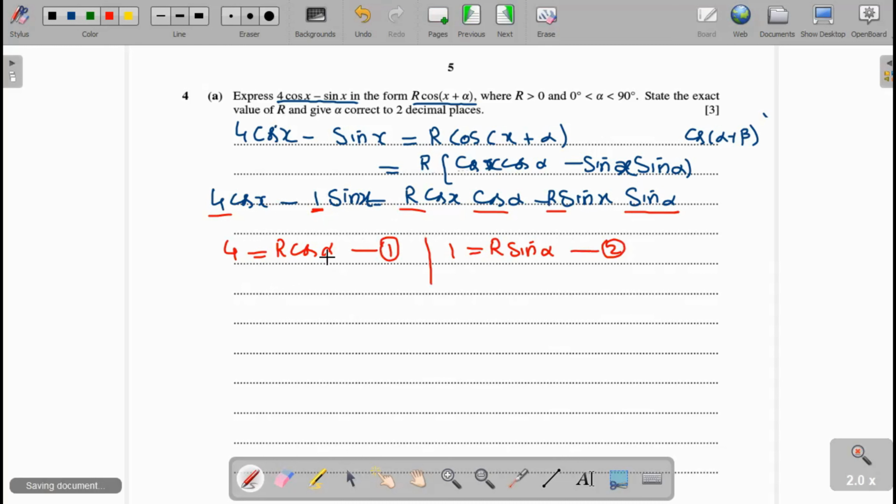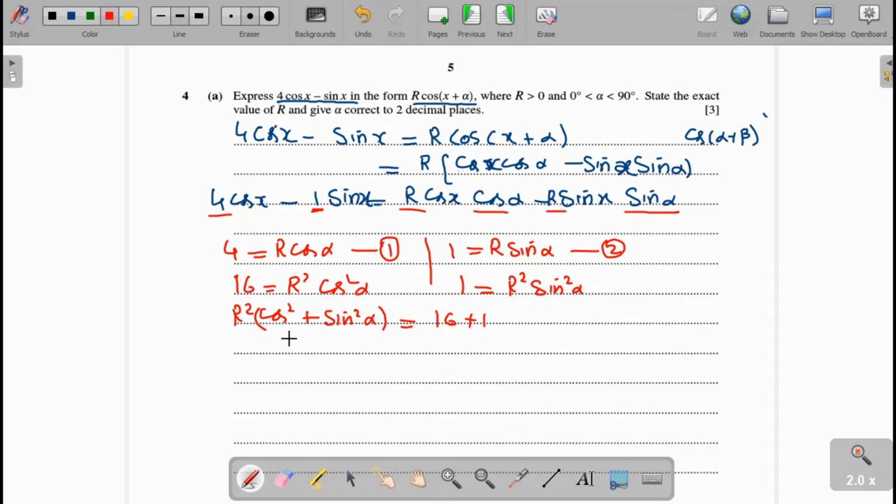Now we take the square of both equations. We get 4 squared is 16 equal to r squared cos squared alpha, and then minus 1 squared is 1 equal to r squared sin squared alpha. We add these two equations, we get r squared times cos squared alpha plus sin squared alpha equal to 16 plus 1, that is 17. Since cos squared alpha plus sin squared alpha is 1, r squared into 1 equals 17, and therefore we can write r equal to square root of 17.